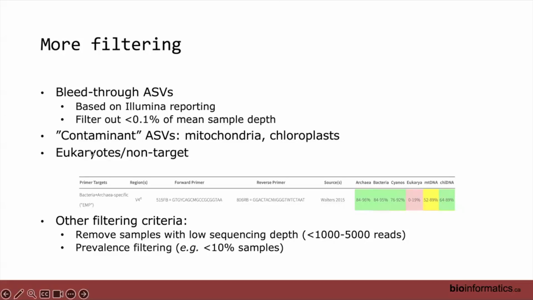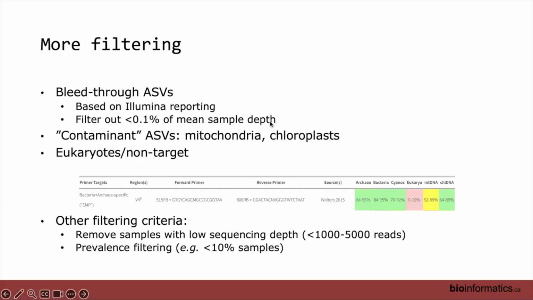Then we will usually filter out any contaminant ASVs. So for 16S, we're typically not wanting to look at mitochondria or chloroplast DNA, so we'll filter those out. So anything that our taxonomy has said is mitochondria or chloroplast, we'll filter that out.